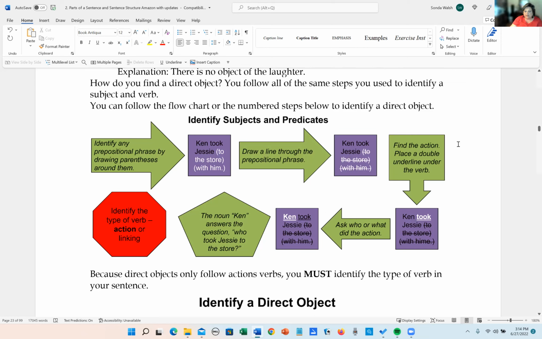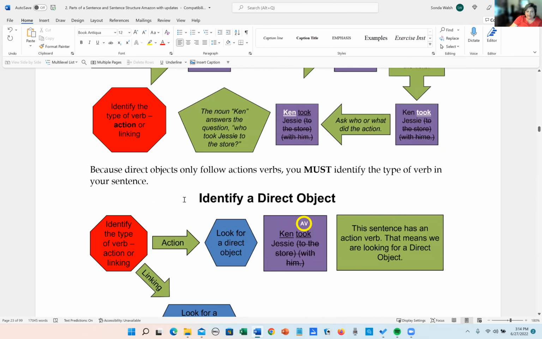What we have to do then is identify who or what did the action. We're identifying our subject. So here we have Ken is the subject, took is the action verb, Jesse to the store with him. So Ken took Jesse. Those are the three words that we're looking at. Ken is the subject, took is the action verb. So the noun Ken answers the question, who took Jesse to the store? And then you identify the type of verb as an action verb.